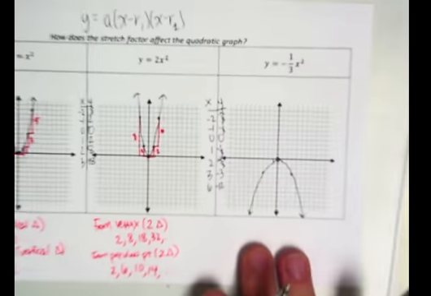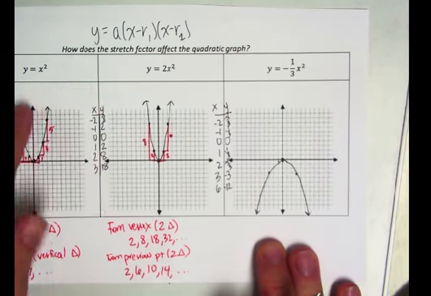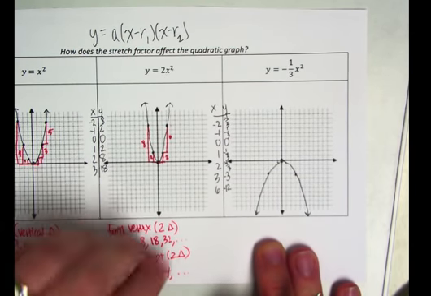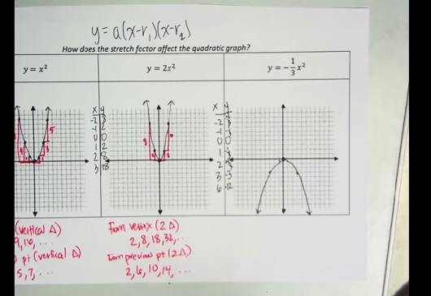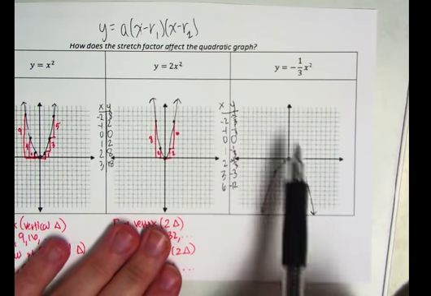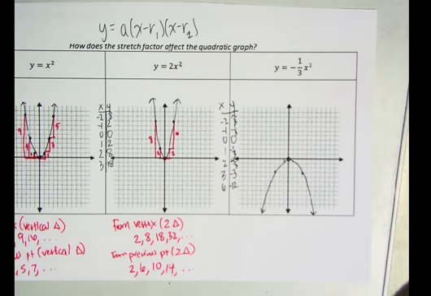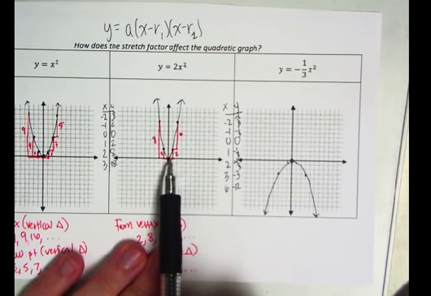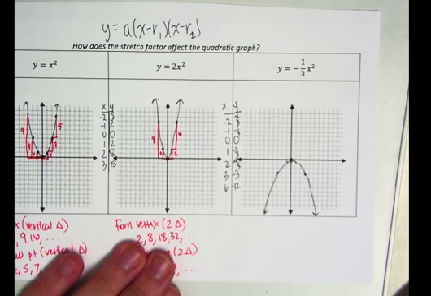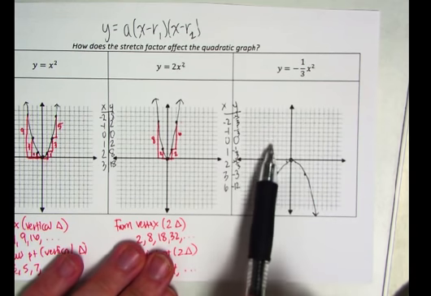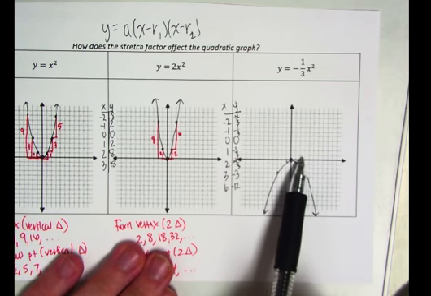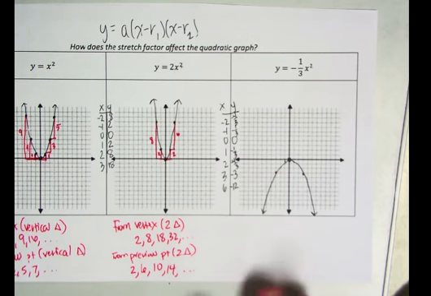So what happens if a is negative is it does a reflection on our graph. And then what happens if a is less than 1, or specifically between 0 and 1, is it makes your graph appear wider. And that's because when it's larger than 1, you're making bigger vertical jumps. When your a is between 0 and 1, you end up making smaller vertical jumps. So the graph is going to appear wider.